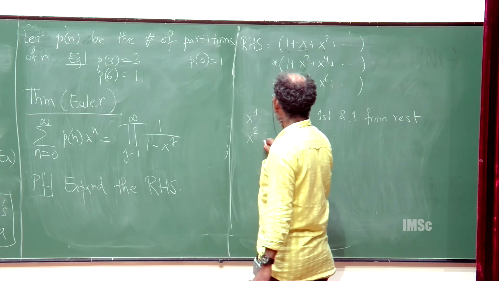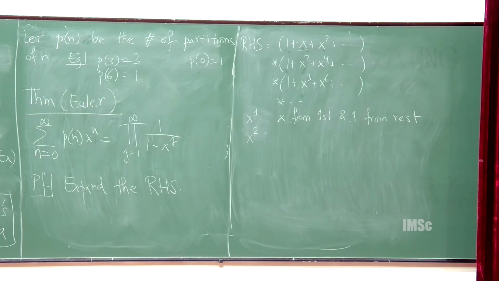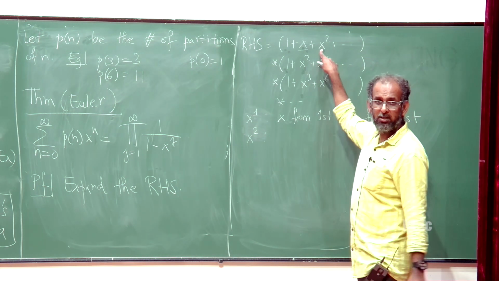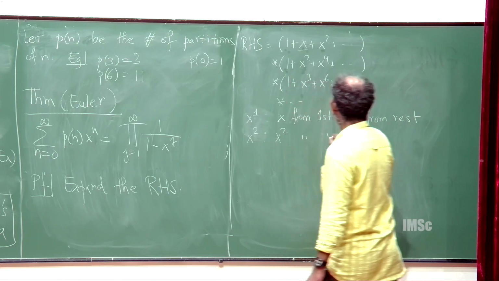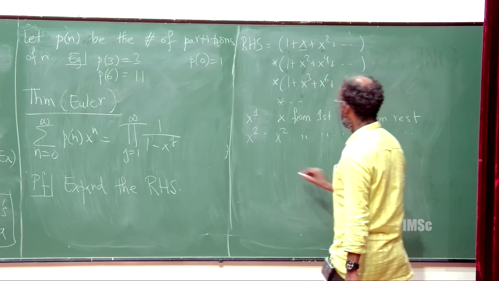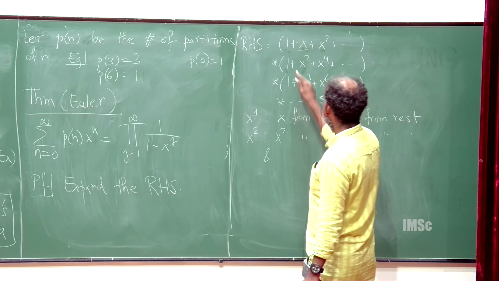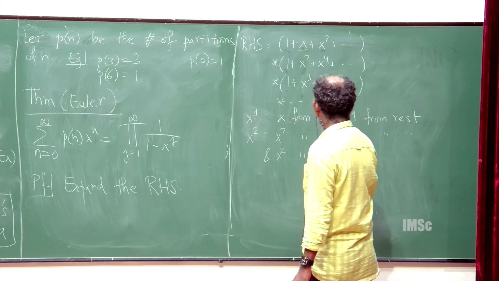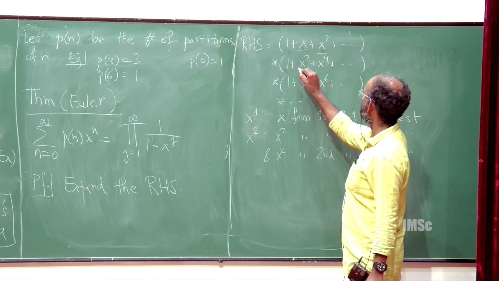Now let's do x to the power 2. How can you get x squared? Yes? 2 ways. x squared from the first and 1 from the rest. Or we can take x squared from the second and 1 from the rest. So that would be either this or this.